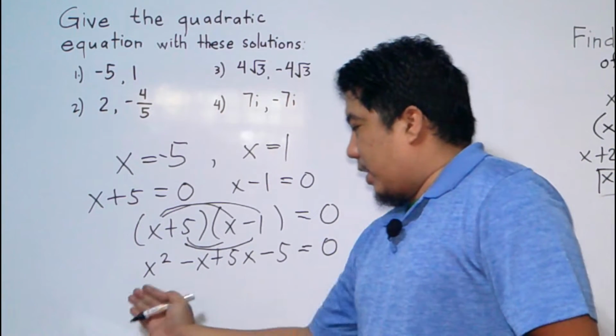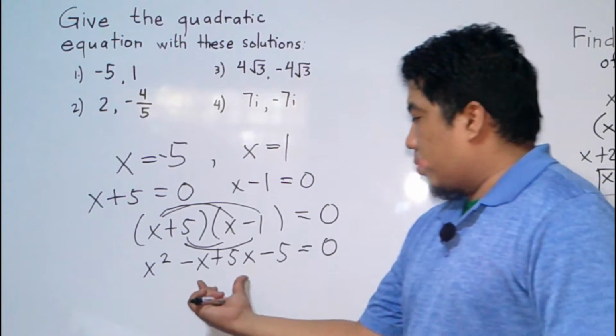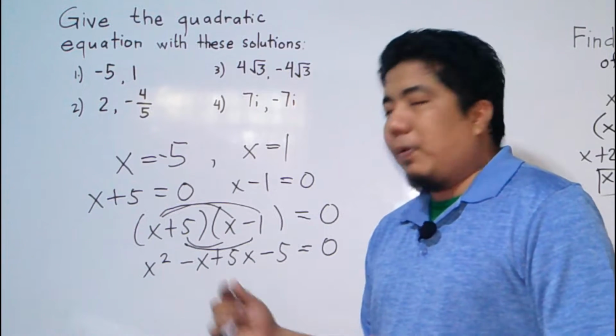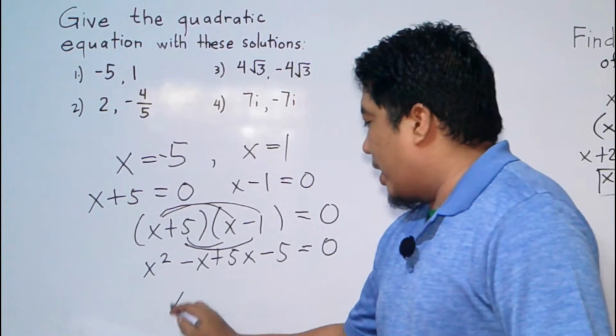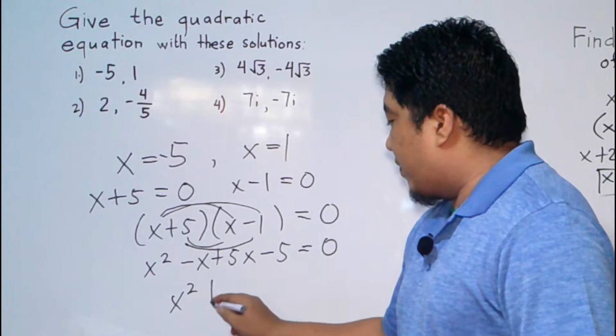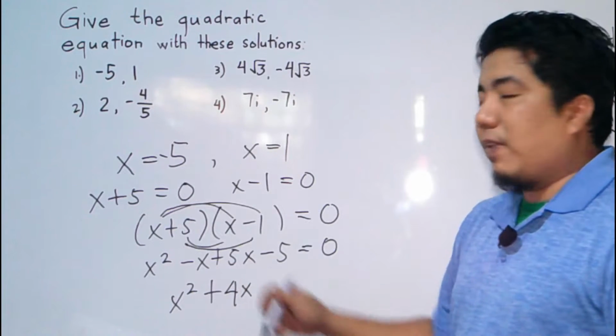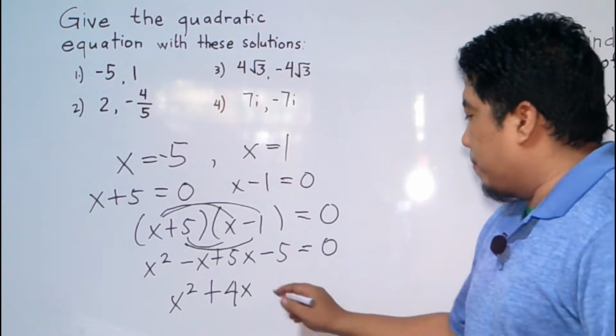As we can see in this given, this is a 4-term polynomial. So what we can do here is we can still simplify the middle terms. So we have x squared negative x plus positive 5x. That will give us positive 4x because negative 1 plus 5, that is positive 4.